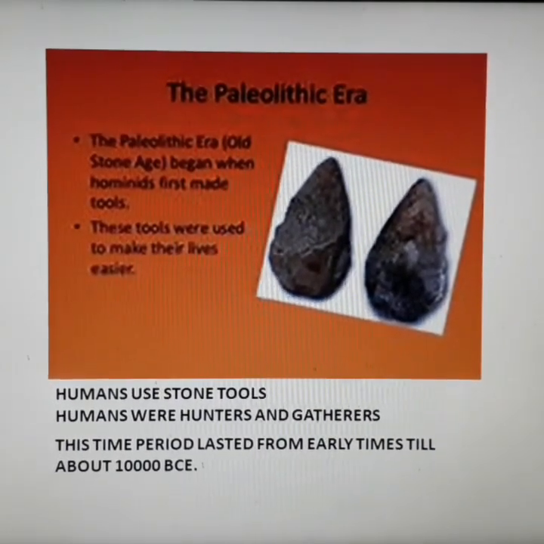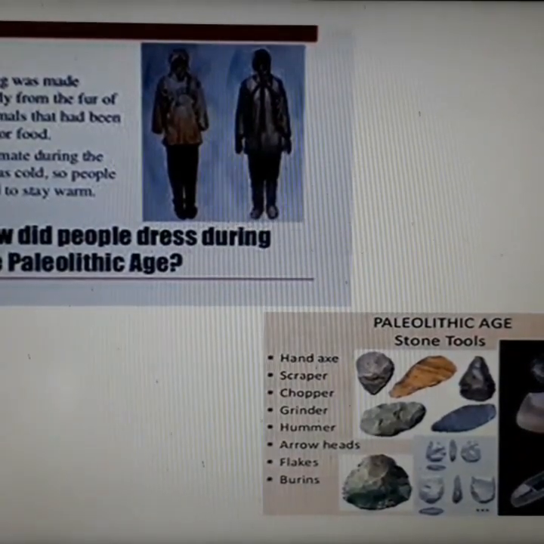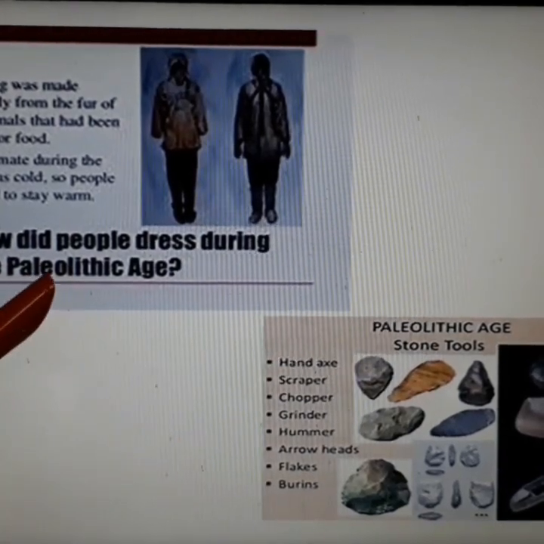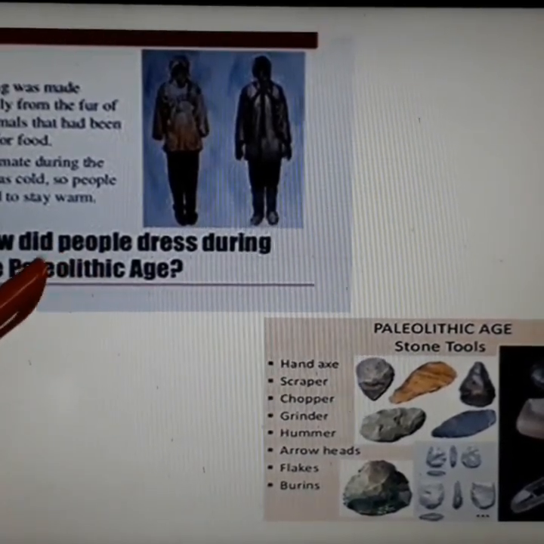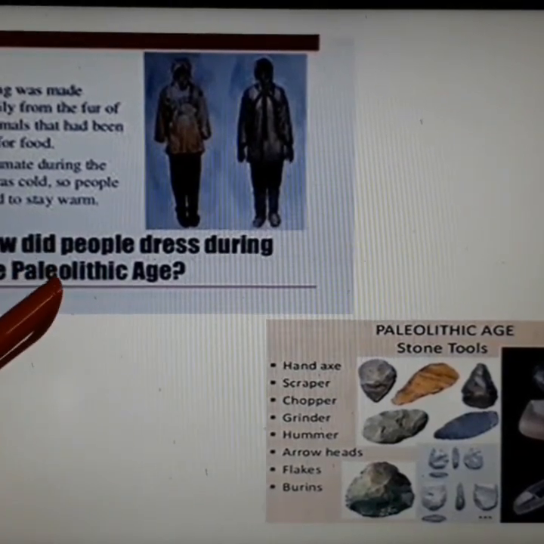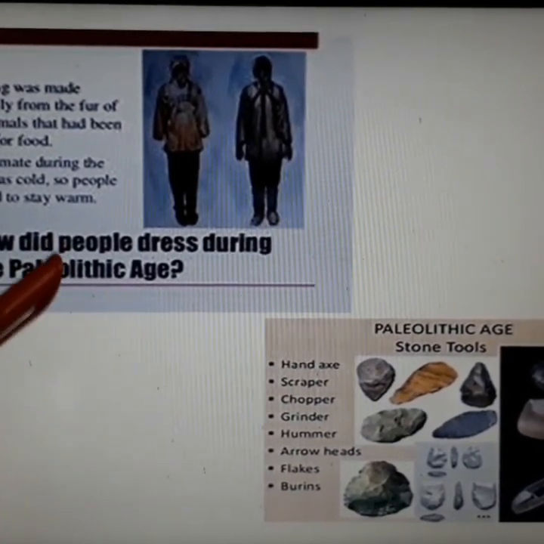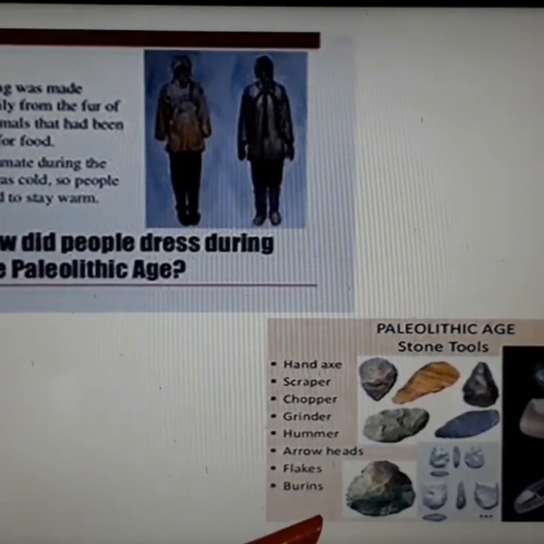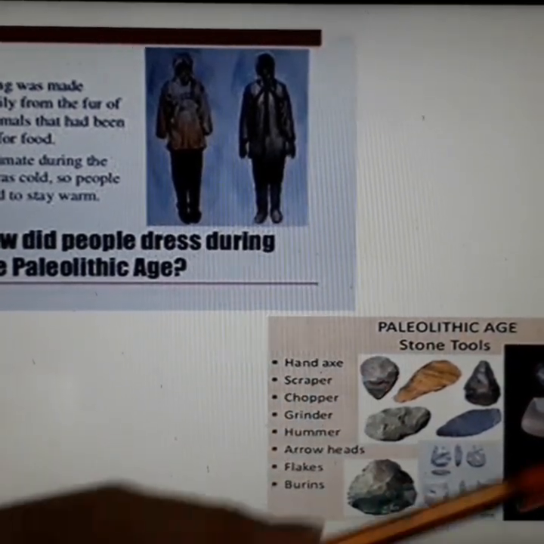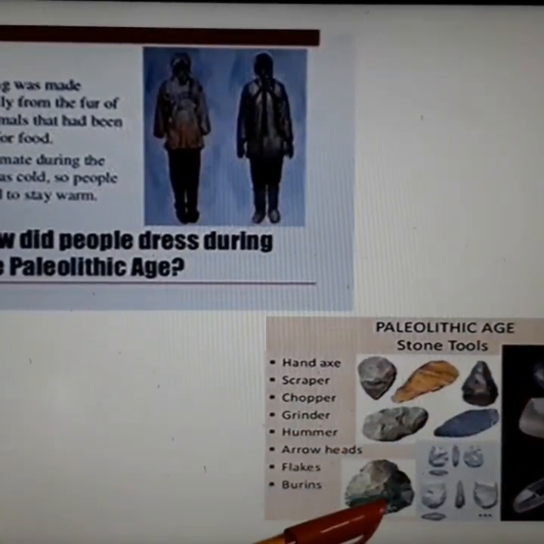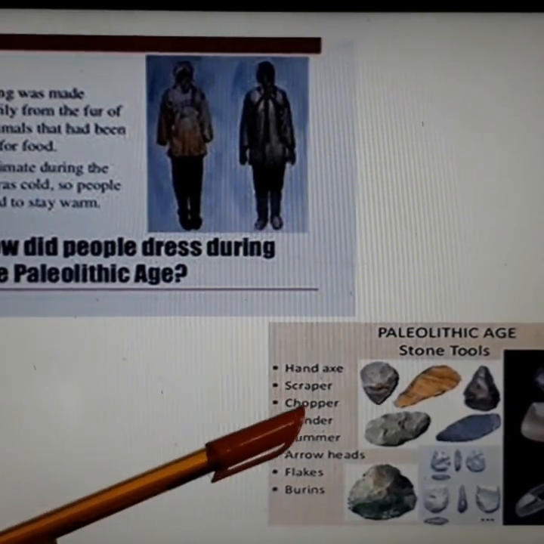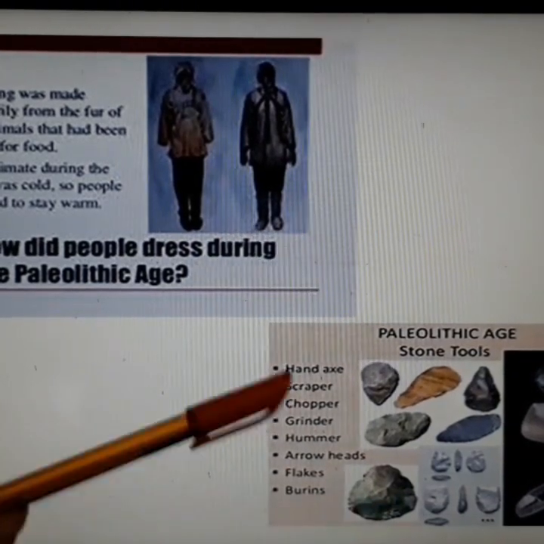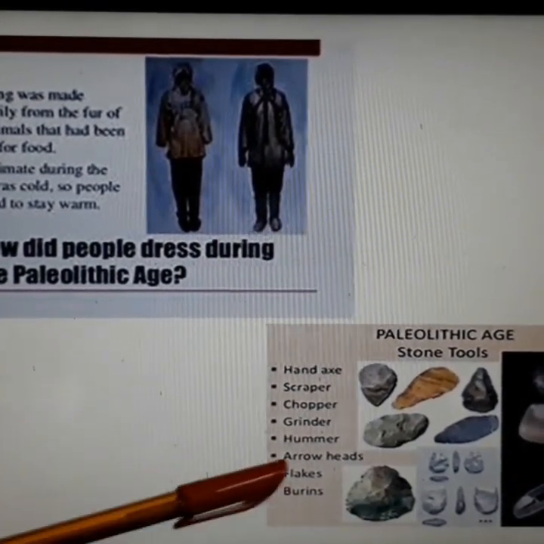Now in the next image, you can see how people dressed during the Paleolithic Age. They used to wear clothes made of animal skins. The climate at that time was really cold, so they covered themselves with this type of clothing. Now in this image you can see what type of stone tools they used. All these tools are made of only stone: hand axe, scraper, chopper, grinder, hammer, arrowheads, flakes, burins. These are all the stone tools used during the Paleolithic time.